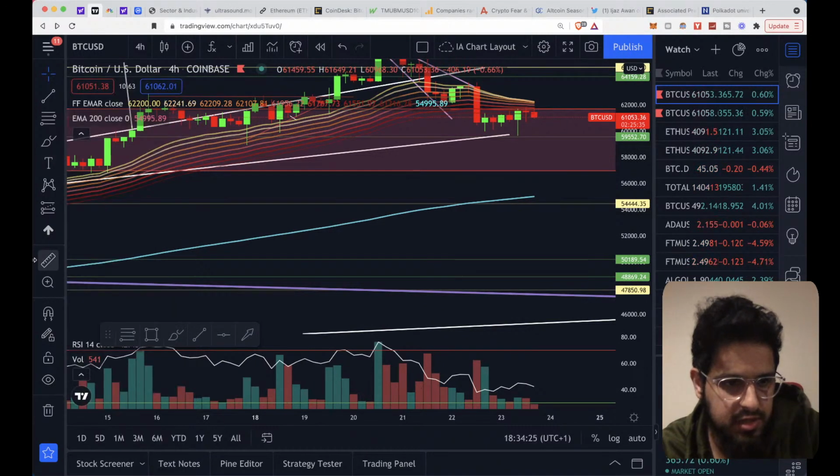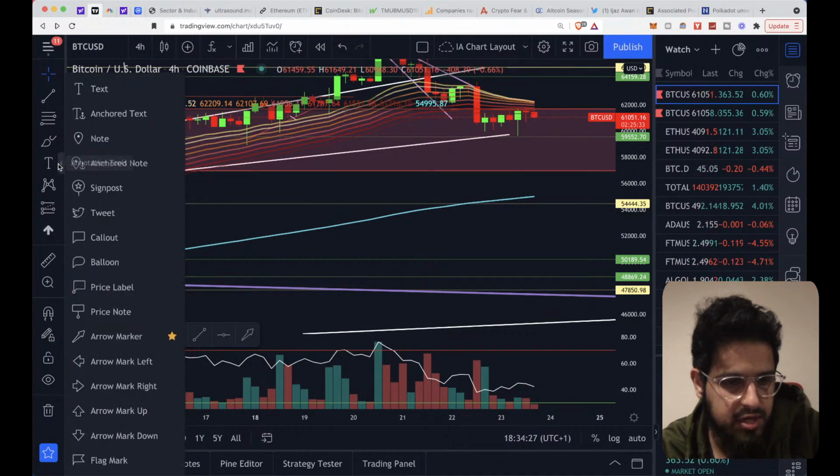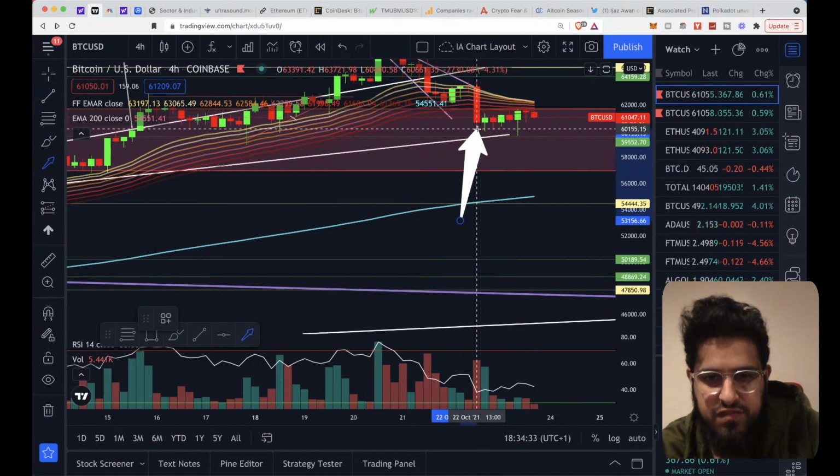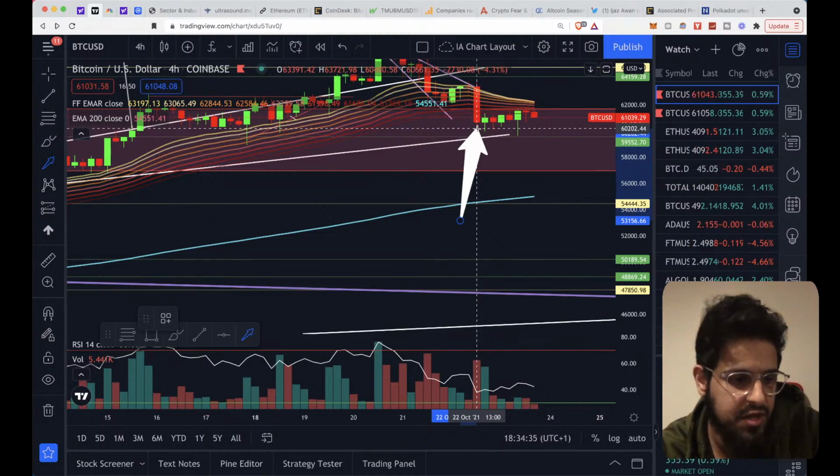Let's take a look. Let's get my tools all set up. There we go. Here's my nice arrow. So you can see here, this is the candle that officially flipped us bearish. Okay, we had a close under the EMA.